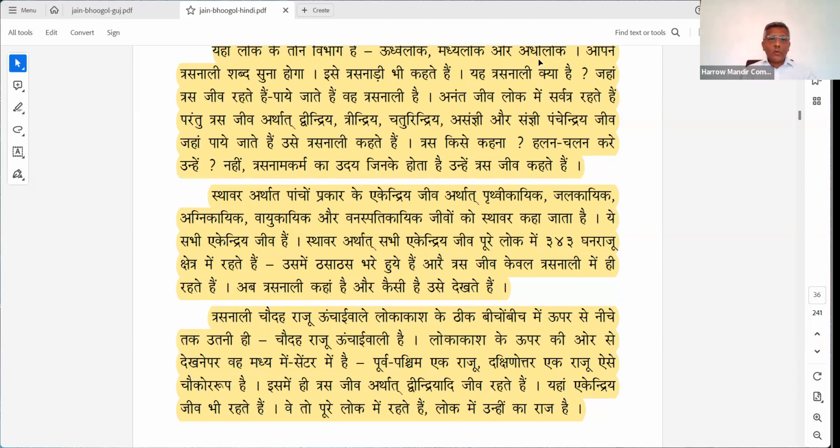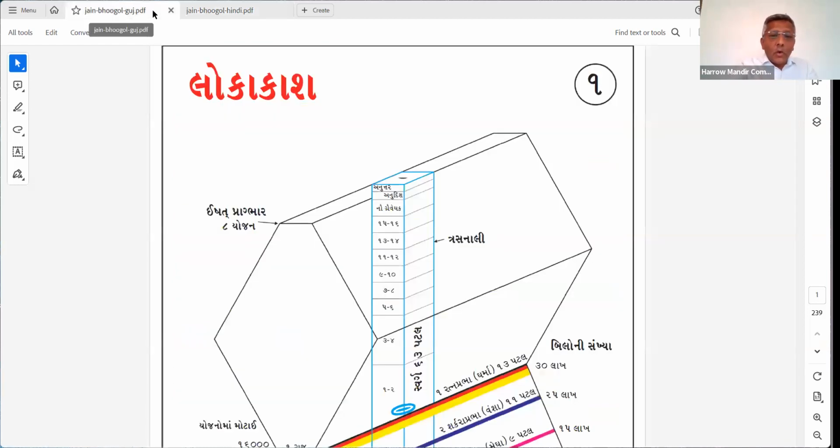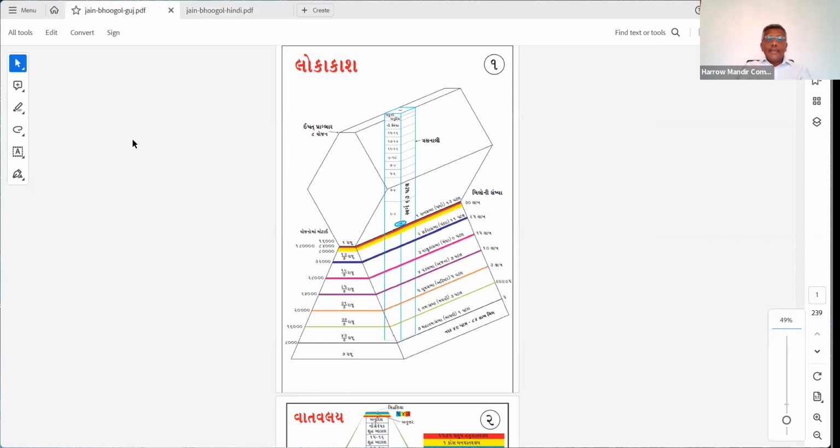So what we discussed was that the Lok, if I just show you the diagram, is divided into three parts. There is the Urdhva Lok, which is all the top Lok here. This line in the middle is the Madhya Lok, and below the Madhya Lok is the Adho Lok. Adho Lok means the lower Lok, and in between there is the Trasnali. Tras means the 2 sense, the 3 sense, the 4 sense, and the 5 sense beings. They are the Tras beings, and they only reside within the Trasnali.